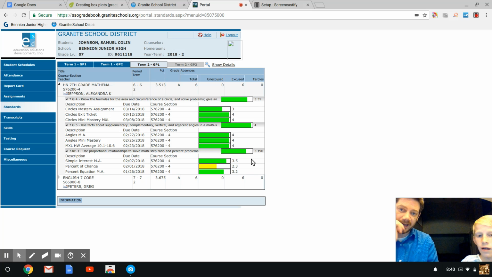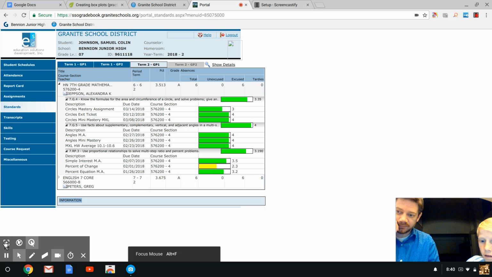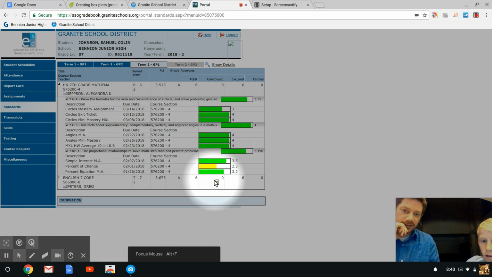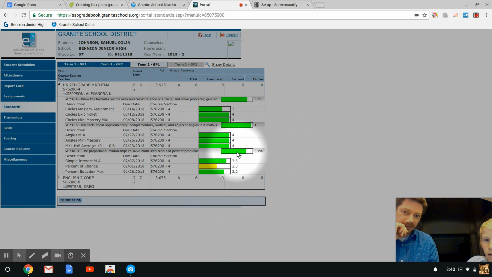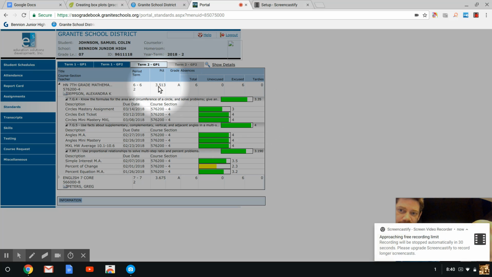So that's math, right? And you feel pretty good about that. So these three. Let's go back to highlighting here because I have more questions. So these three average to become this. These three average to become this, right? And these three average together to equal this 3.513, which is an A, right? Okay.